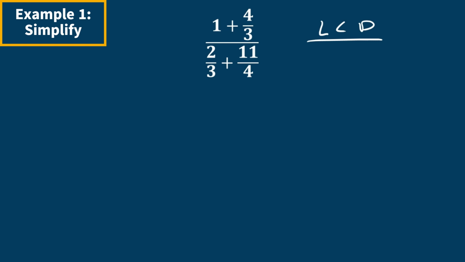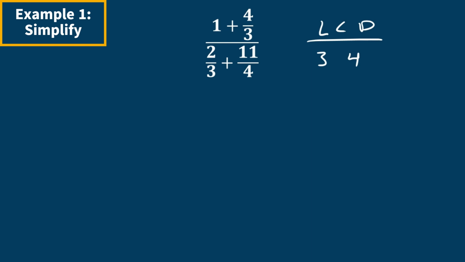The numbers we need to find the LCD for are every single denominator in each fraction. So we have a 3, we have another 3, and we have a 4. So that means we want to find the LCD between 3 and 4. The way we find the LCD is by just finding the multiples of each of these, and whenever they have a number that's the same, then we can stop.